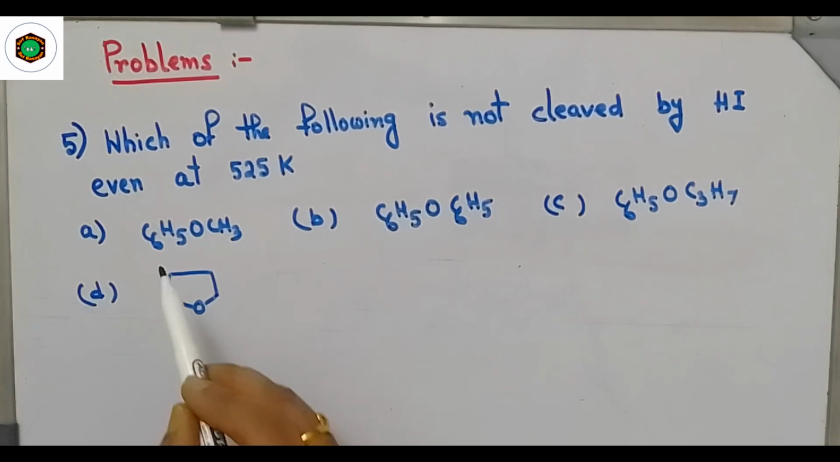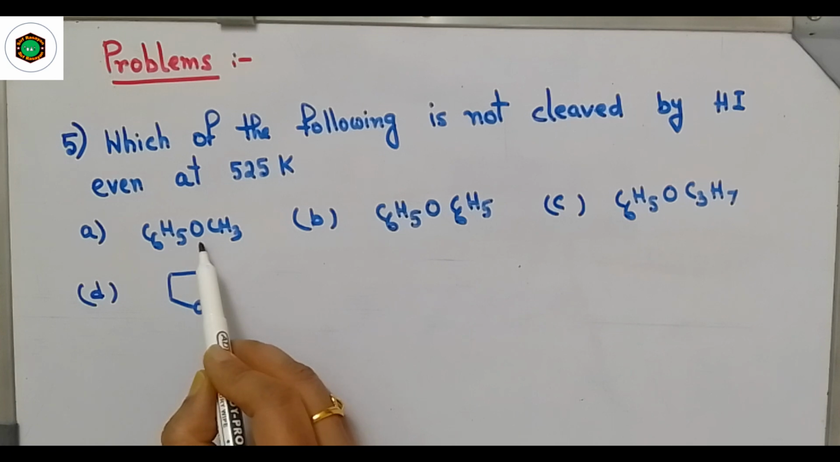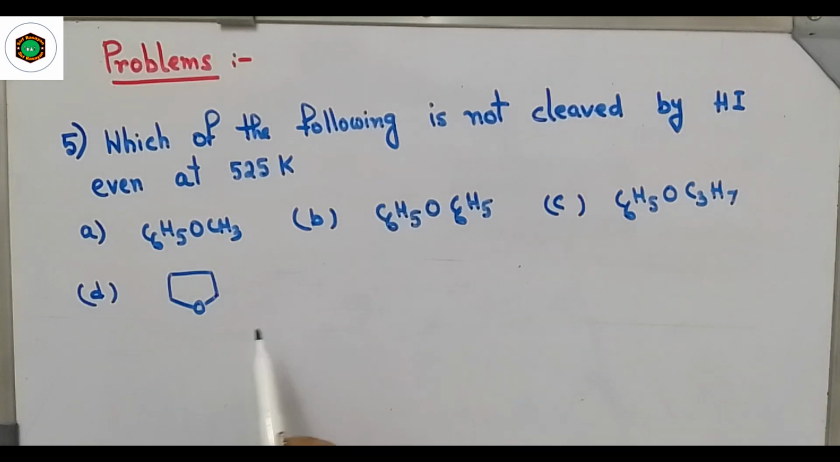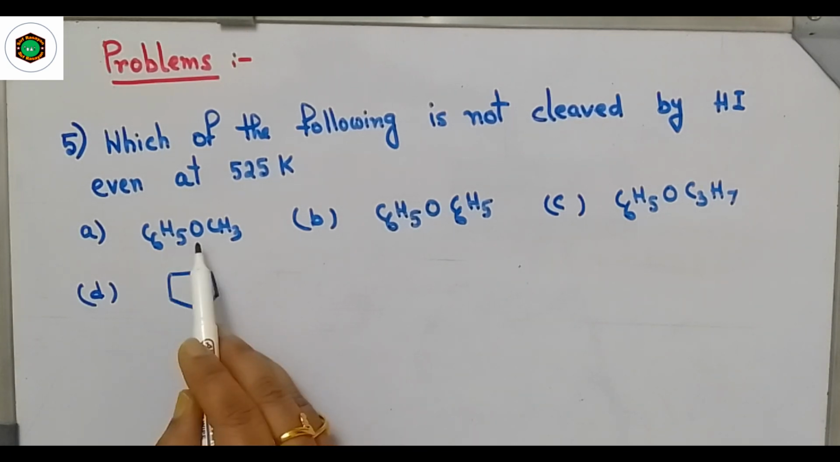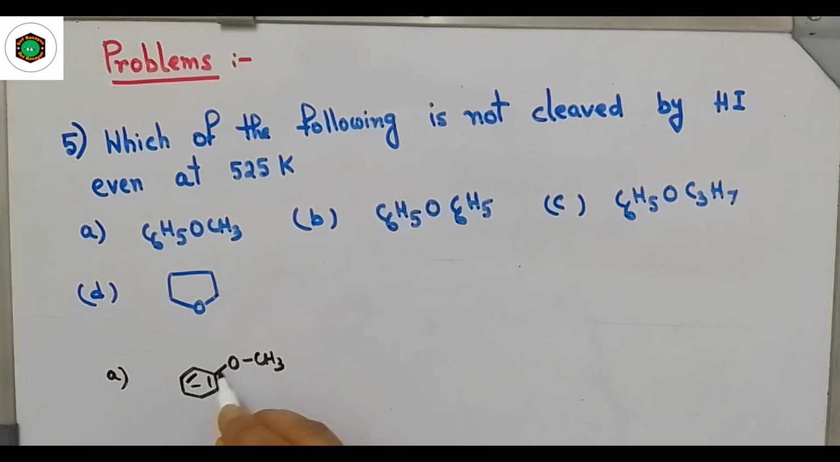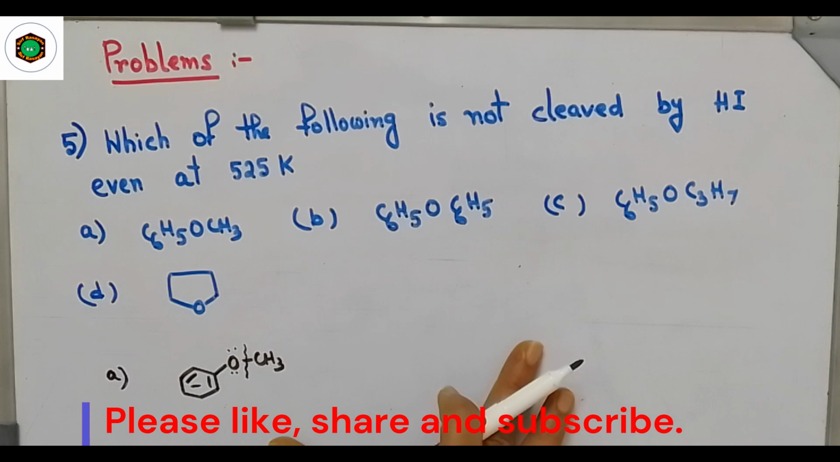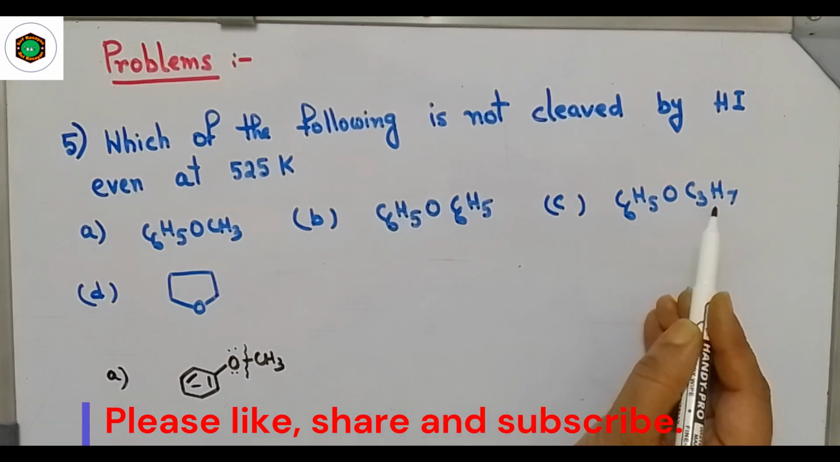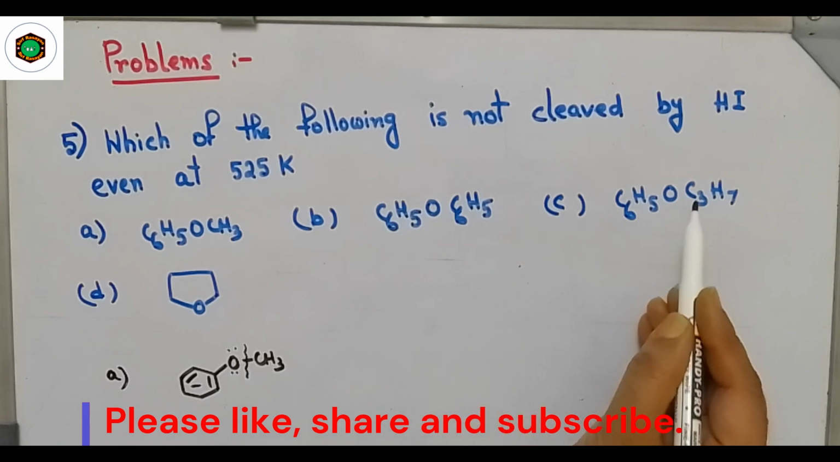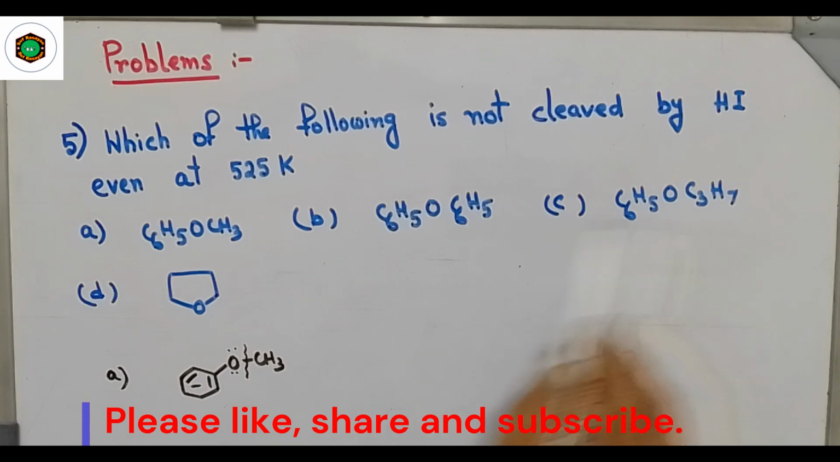Now the last problem: which of the following is not cleaved by hydroiodic acid even at 525 Kelvin? Now see, C6H5OCH3, all are ethers. Now see here, this bond will not cleave because the lone pair of oxygen is involved in resonance with the benzene ring. So this bond has some double bond character. So this bond will not cleave, but this bond will cleave, and here we will get products. Here also this is a propyl group. So here this carbon-oxygen bond will cleave.